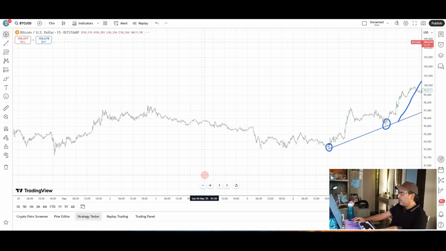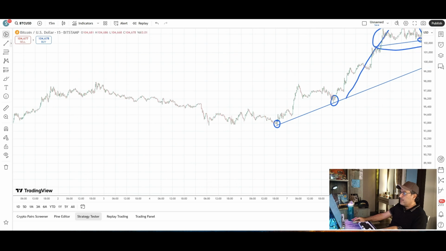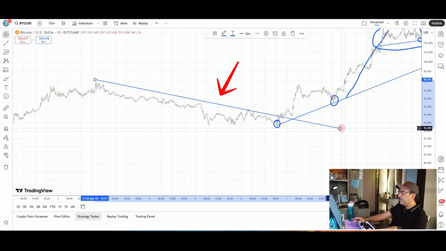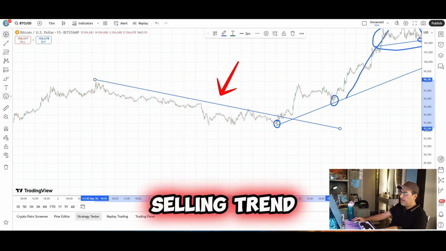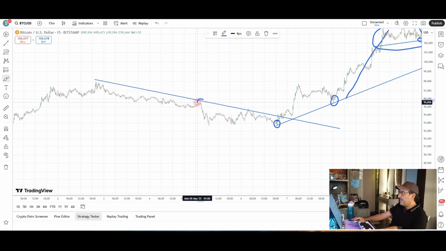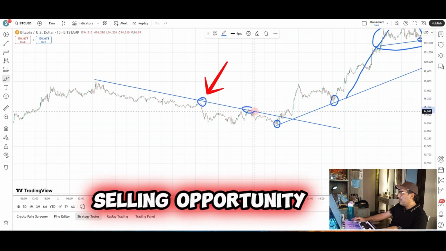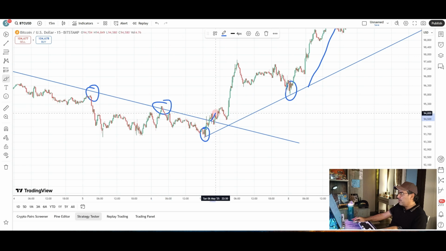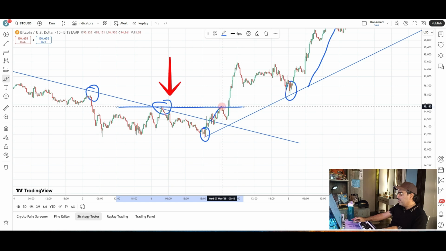What if we zoom in over here, zoom out over here? You can see there is another trend line formation at this level, a selling trend, a selling opportunity over here and over here. And once this trend is broken, here is a trick. Once this trend is broken to the upside, your stop loss needs to be here. You hit your stop loss, and then the market went down, and this is your entry level.